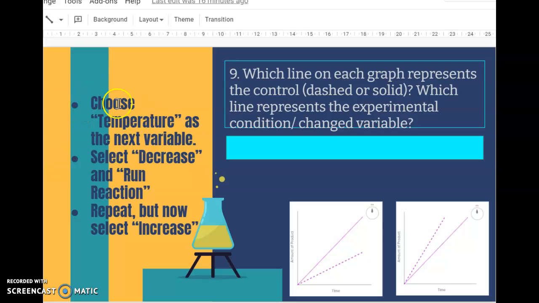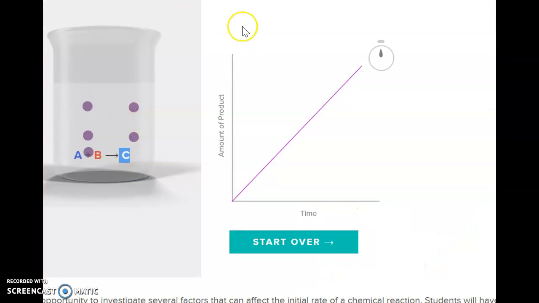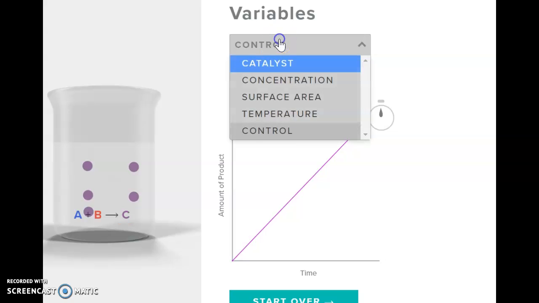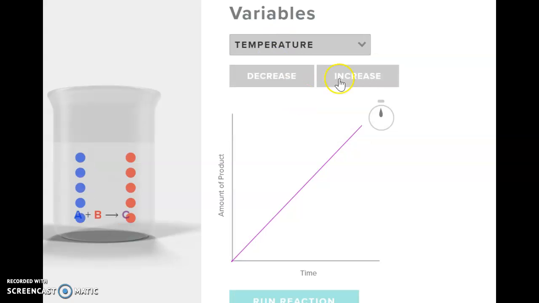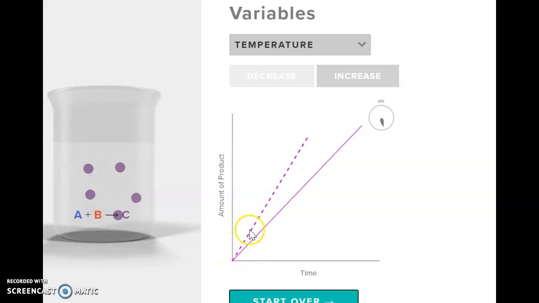On 7, you're going to choose temperature now, and you're going to look at that. Temperature, decrease, and run your reaction. And then you'll do it for increase also. So for variables, you go to temperature, increase. Here's your standard. If you run it, this is what happens if you increase the temperature. This is your new rate of reaction up here.